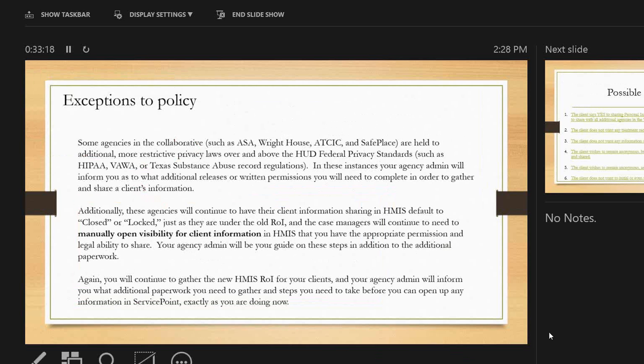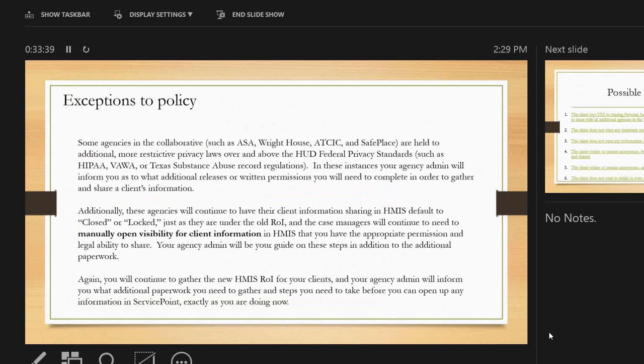Additionally, these agencies are going to continue to have their client information sharing in HMIS default to closed or locked, just as they are under the old ROI, and case managers will continue to need to manually open visibility for all client information in HMIS once you have that appropriate permission and legal ability to share that within the system. So your agency admin will be your guide on these steps in addition to the additional paperwork.